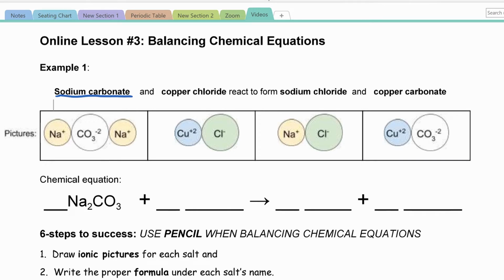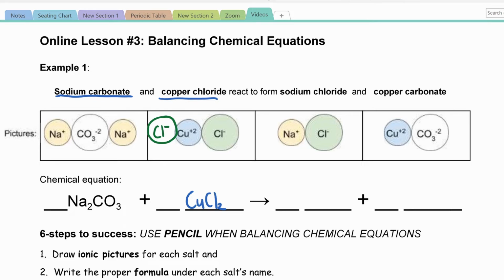Next up is copper chloride. Copper ions have a +2 charge, chloride ions have a -1 charge, meaning we need 2 chloride ions for every 1 copper ion to make a neutral compound. This means that this picture here is incomplete. I'm going to draw another chloride ion to make this picture complete to have a neutral compound. Okay, now we can write our chemical formula. Let's put the positive ion first, Cu, then the 2 chloride ions next, Cl2.